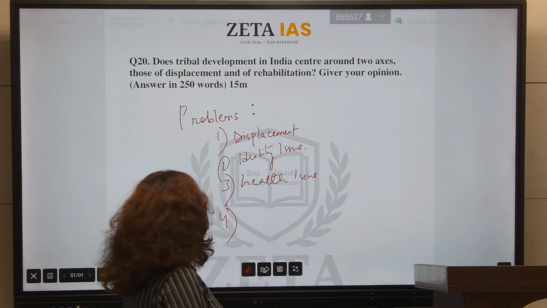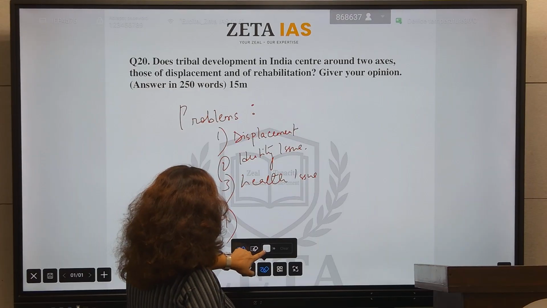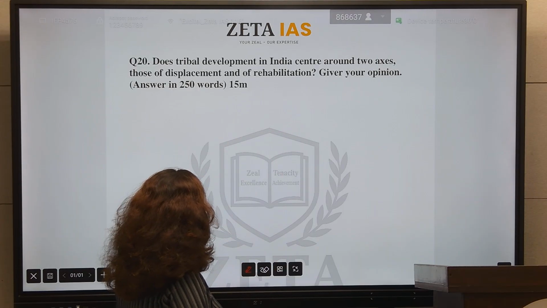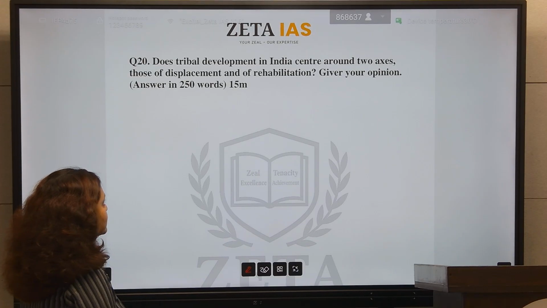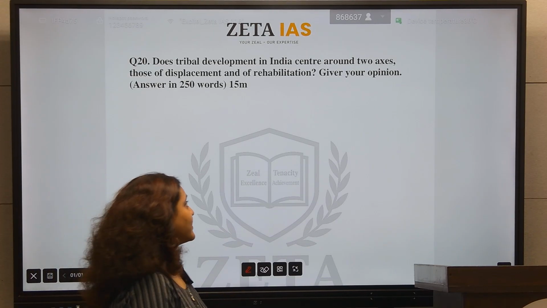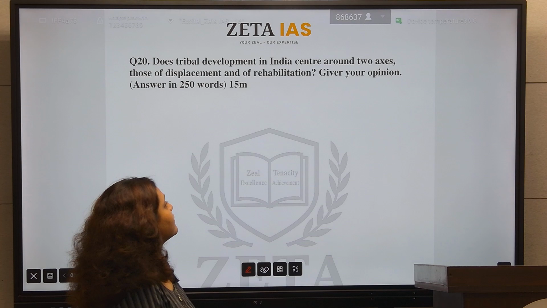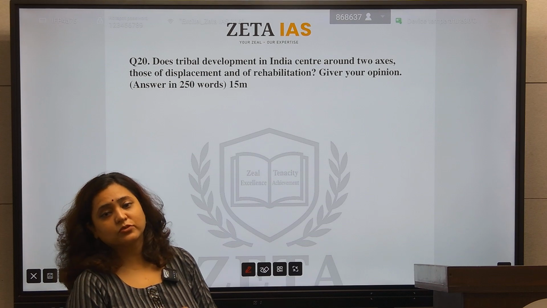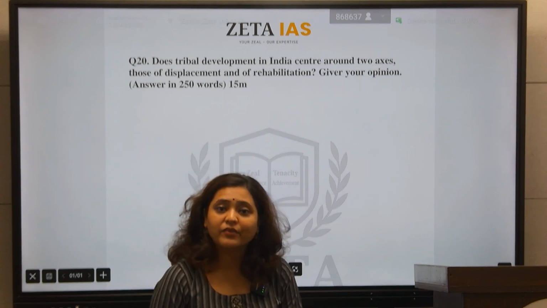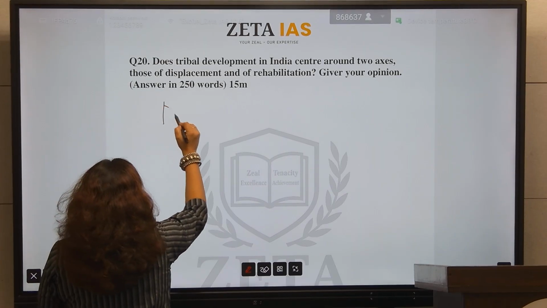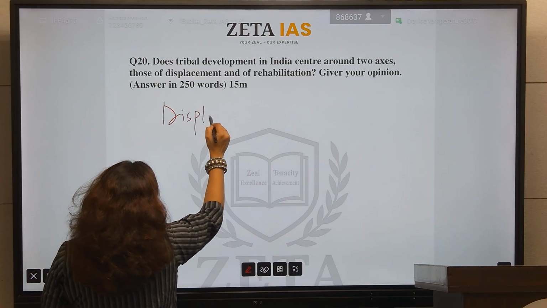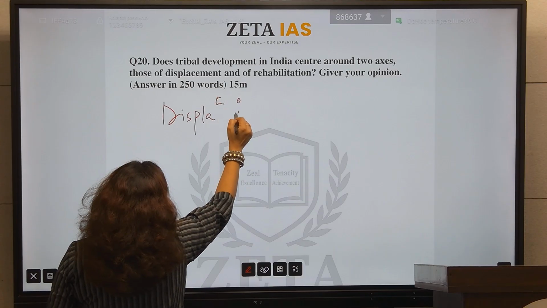And let's move to the other part. Now, does tribal development in India center around two axes, those of displacement and rehabilitation? Yes. Tribal development in India centers around the two axes of displacement and rehabilitation, and you have to discuss how. First you discuss displacement, how displacement is affecting them.